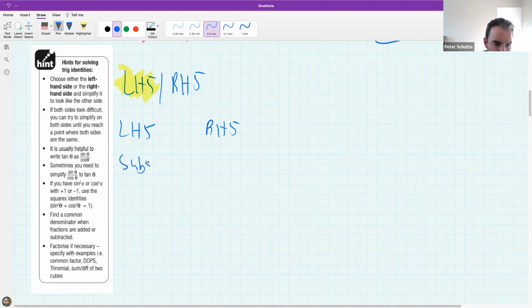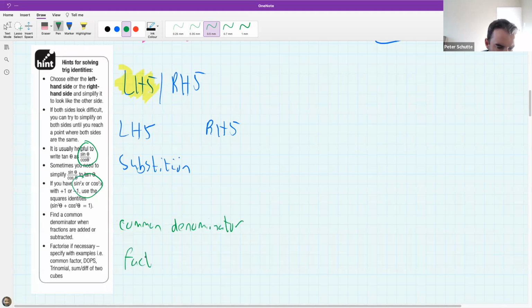These 2 steps are talking about substitution. The 2 main things that you can substitute are the quotient identity and the square identity. Sometimes finding a common denominator is helpful, as we have seen today. And sometimes being able to factorize can also be helpful.